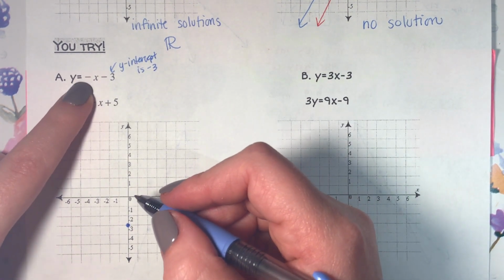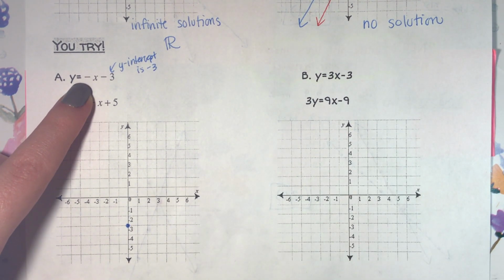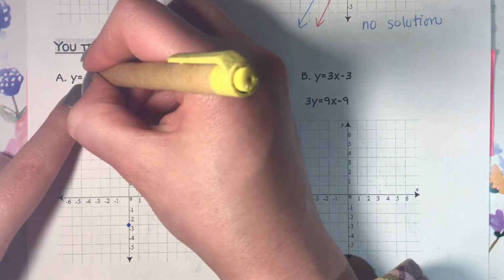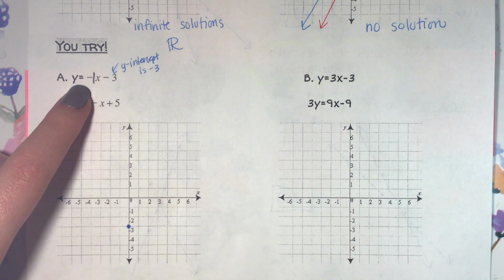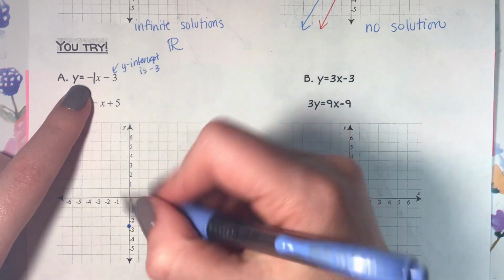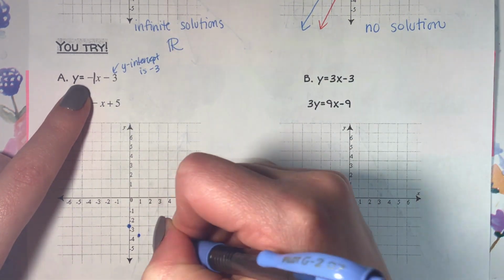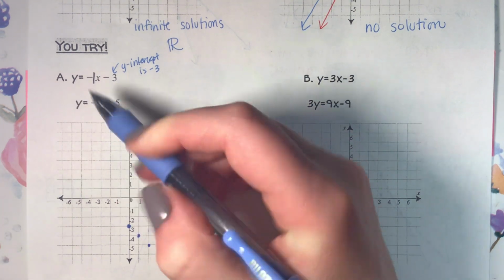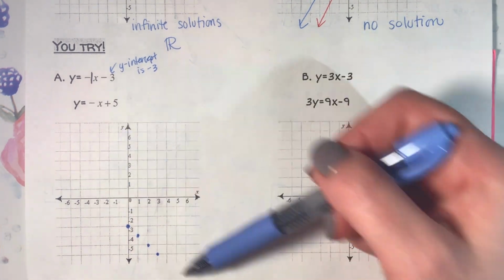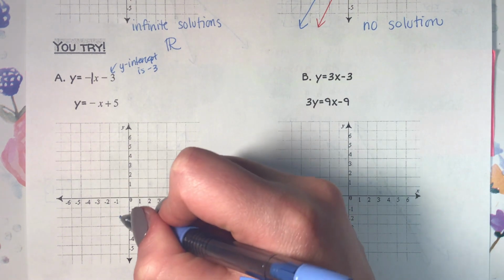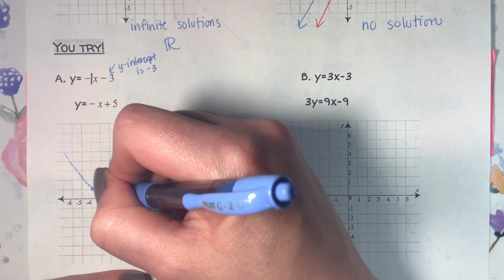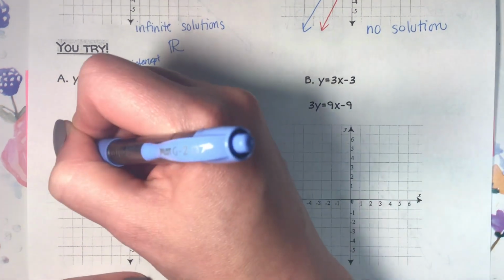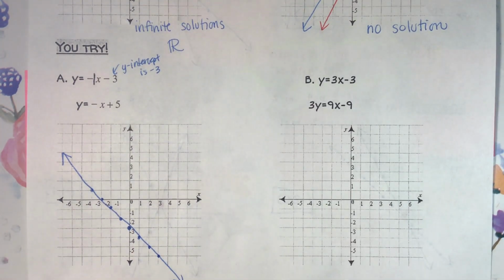Now this says -x. Remember, when you do not see a number, it's an invisible 1. So this is actually a slope of -1. So that means I need to go down 1 over 1, down 1 over 1. Because it's a negative slope, it's going downhill. Connect your dots. And there's your first line.